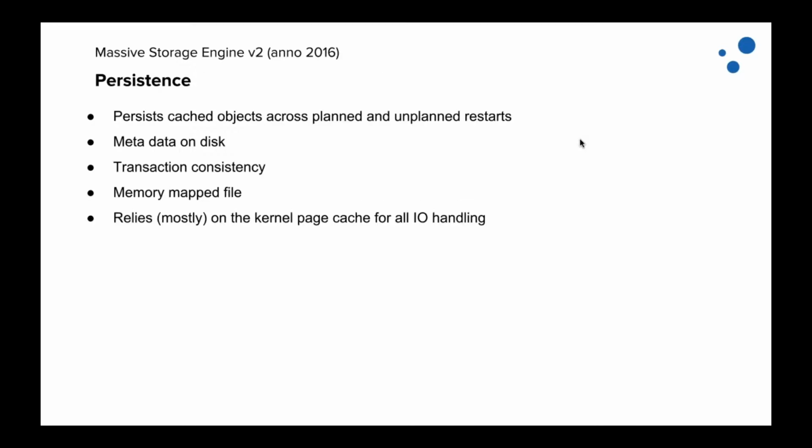In 2016, we came out with version 2 of this, and here we wanted to add persistence to the cache, meaning that upon restarts, the objects that were present in the cache before the stop would be there also after Varnish was restarted. This is, of course, for planned restarts such as software upgrades or operating system upgrades, but also unplanned restarts like your occasional power failure, or, dare I say, problems with Varnish restarting by itself.